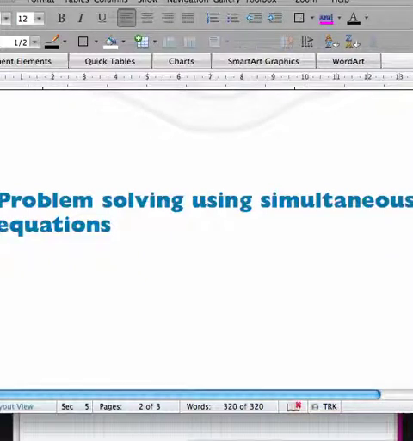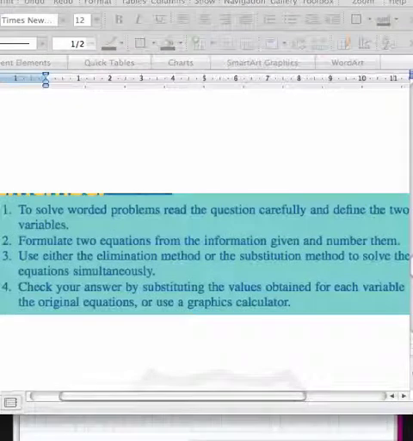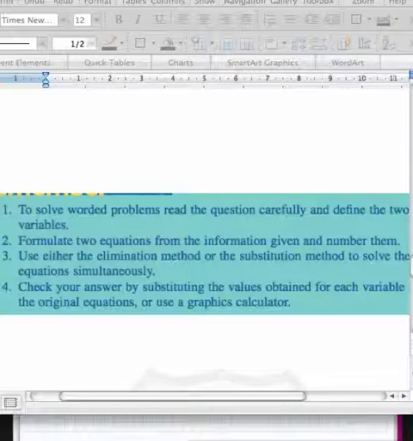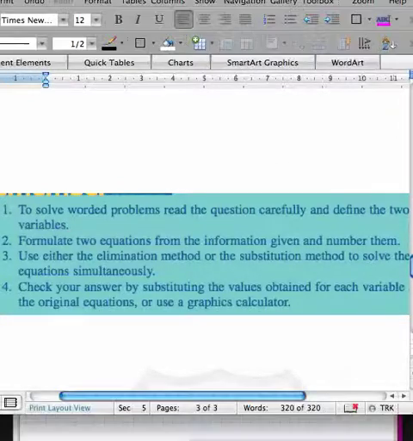This video is on problem solving using simultaneous equations. Now, when dealing with worded problems and simultaneous equations, your first step is to read the question carefully and define the two variables. So we'll look at that first point and we'll use an example. Let's just have a look at our first example.